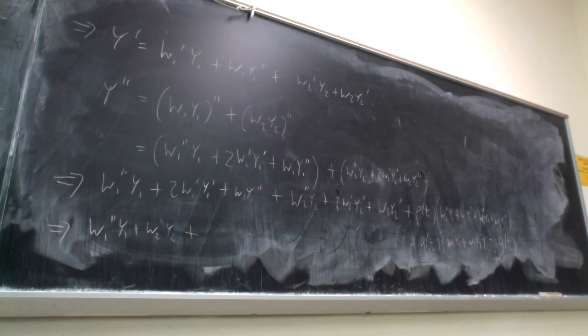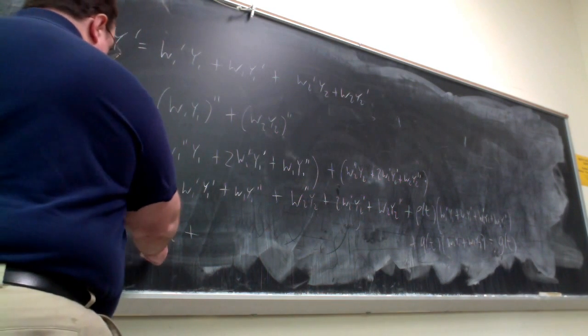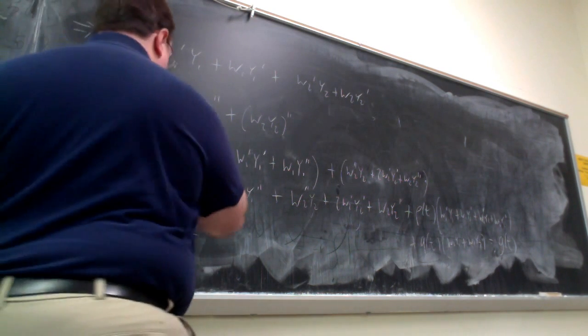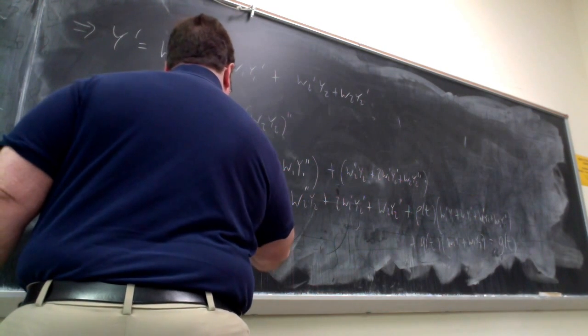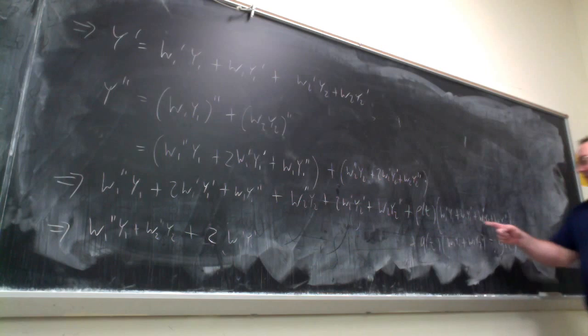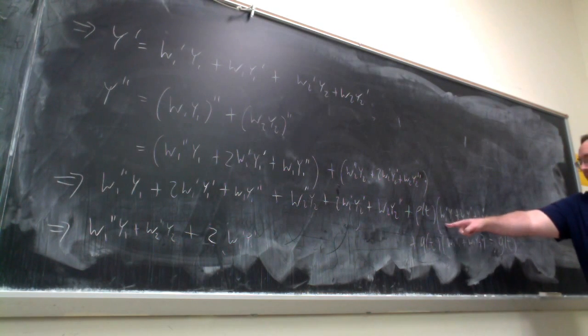My thinking here is I want to take advantage of the fact that y1 and y2 are already solutions of the original equation with 0 on the right-hand side. So here are all terms involving second derivatives of w1 and w2. Now I'm going to look for terms that have first derivatives of w1 and w2. For instance, I have this one, w1 prime, y1 prime. And then down here, I have terms involving w1 prime and w2 prime.